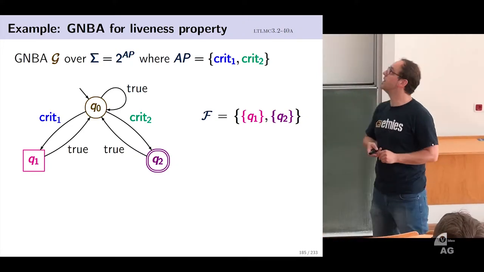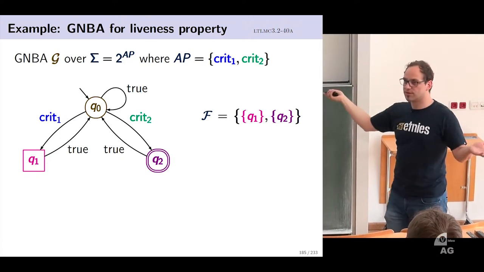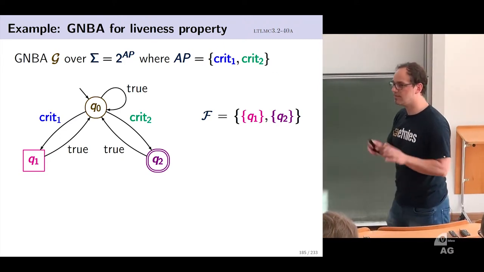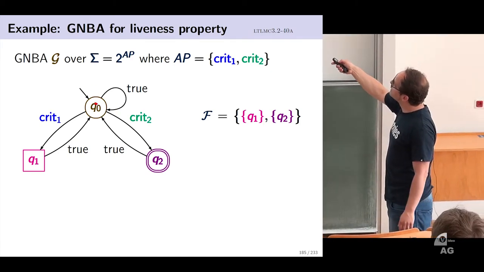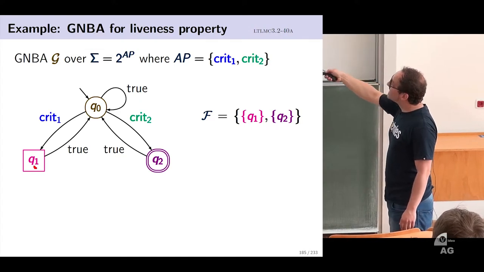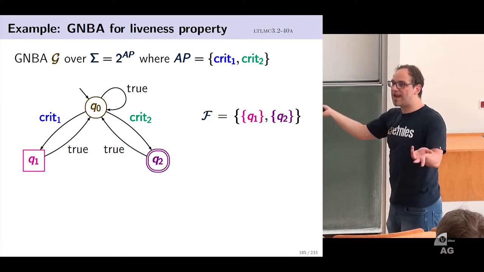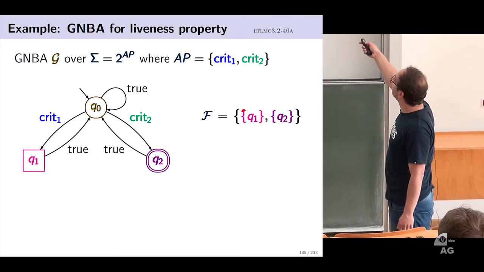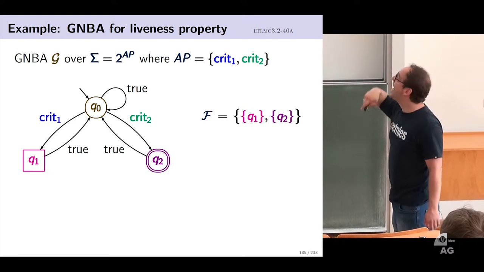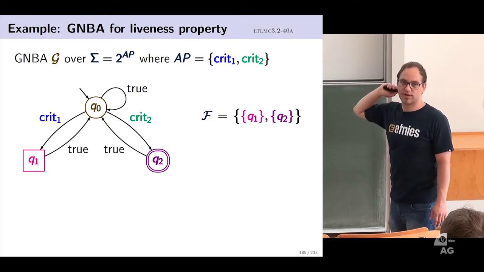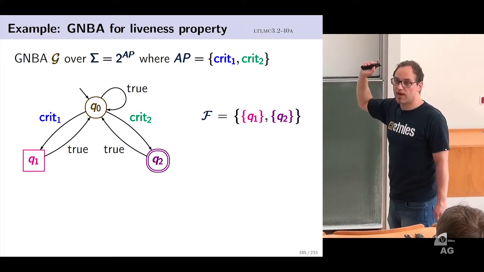Let's look at an example GNBA over the set of atomic propositions crit1 and crit2. It's a GNBA taken from the mutual exclusion world, and it looks like this. We have one initial state Q0 and two accepting states Q1 and Q2, but they are in different classes. So here we have a curly F saying you need to visit Q1 infinitely often and you need to visit Q2 infinitely often. That's a difference to putting them into one set.